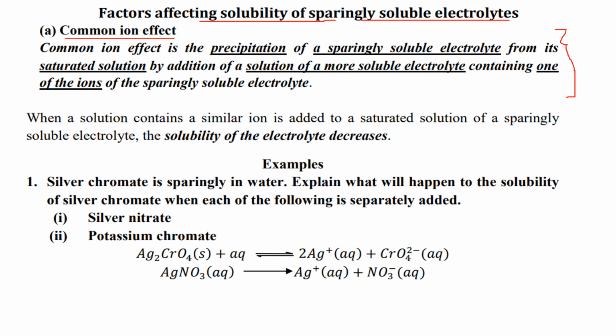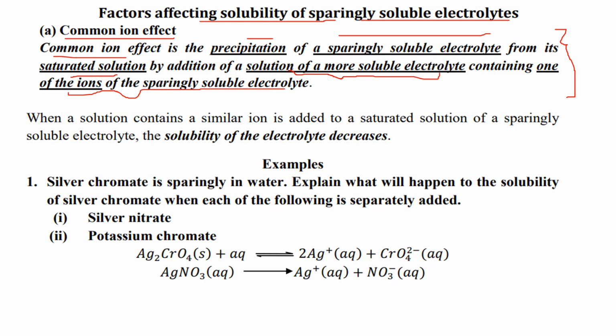Now common ion effect, as the name suggests, is going to be the precipitation of a sparingly soluble electrolyte from a saturated solution by addition of a solution of a more soluble electrolyte, but this soluble electrolyte being added must be containing one of the ions of the sparingly soluble electrolyte.